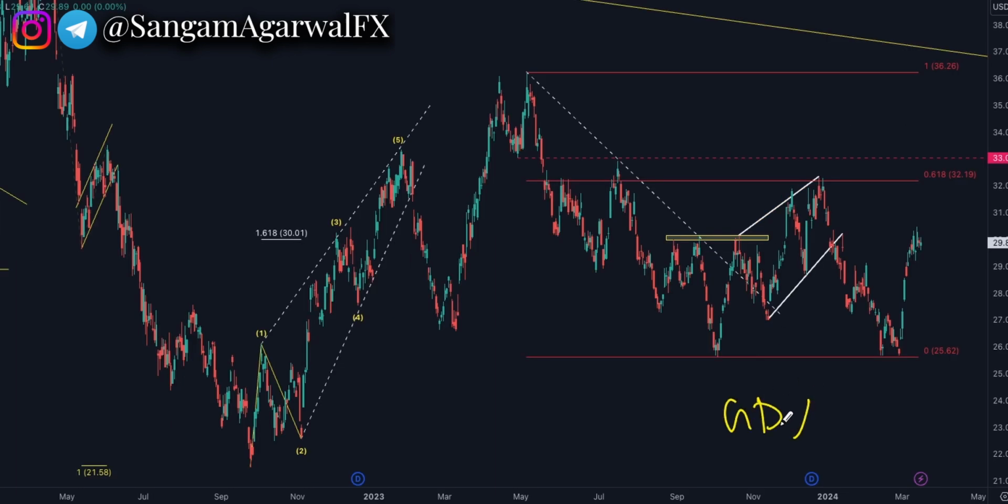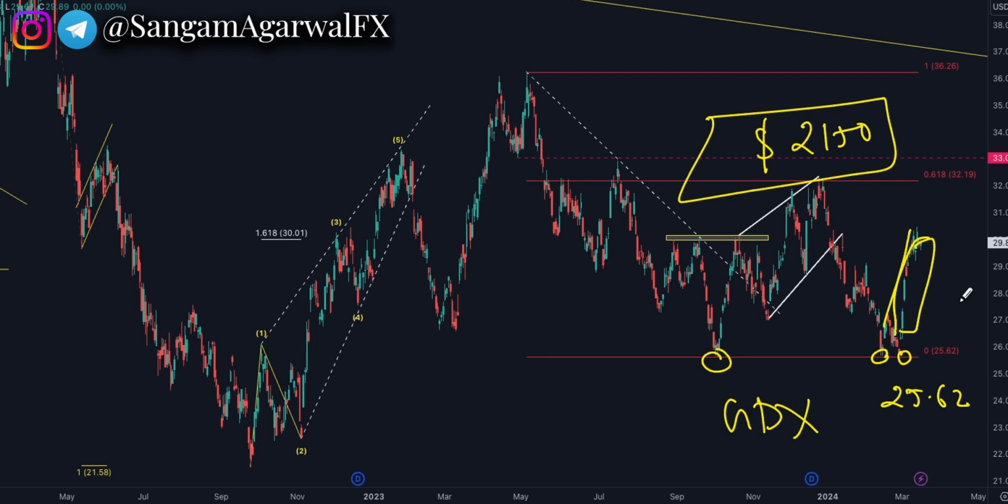If you see the GDX daily chart, then this level, 25.62, is a big static horizontal support level. And since the gold breakout, people are buying mining stock. If gold collapses from the new all-time high and goes below the 2150 level, but most important, stays below that level, then this is a bad thing for mining stock.